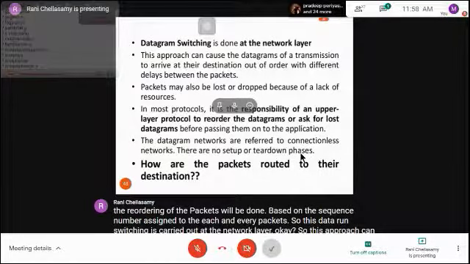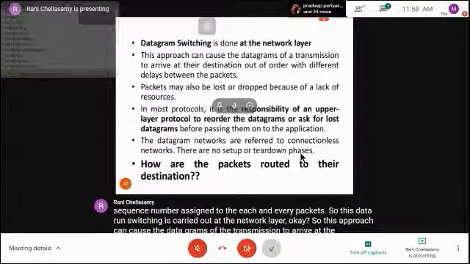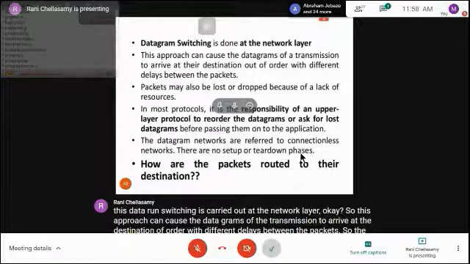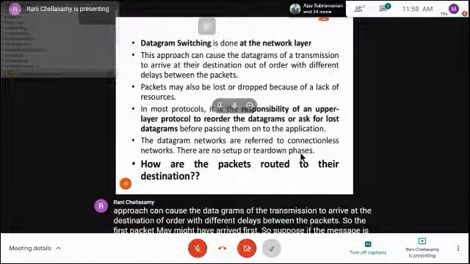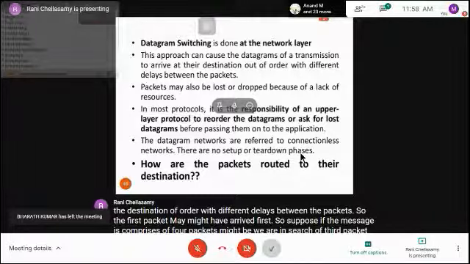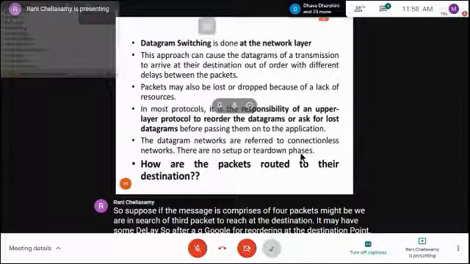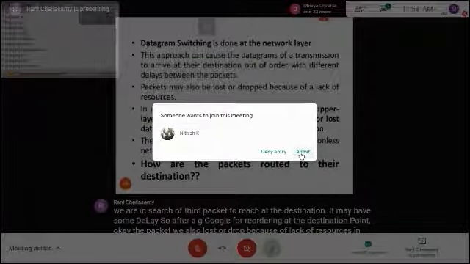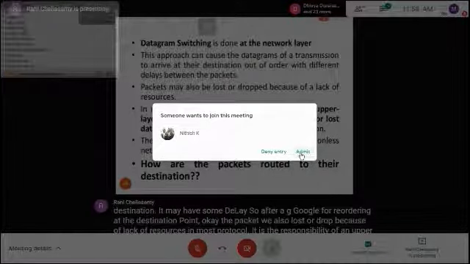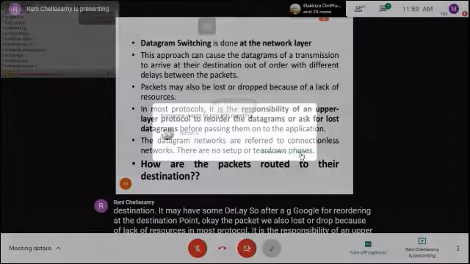So the first packet might have arrived first. Suppose the message comprises 4 packets, we might be waiting for the third packet to reach the destination. It may have some delay. After it arrives, you can go for reordering at the destination point. The packet may also be lost or dropped because of lack of resources. In most protocols, it is the responsibility of an upper layer protocol to reorder the datagrams or ask for the lost datagram before passing on to the highest level, that is the application layer.